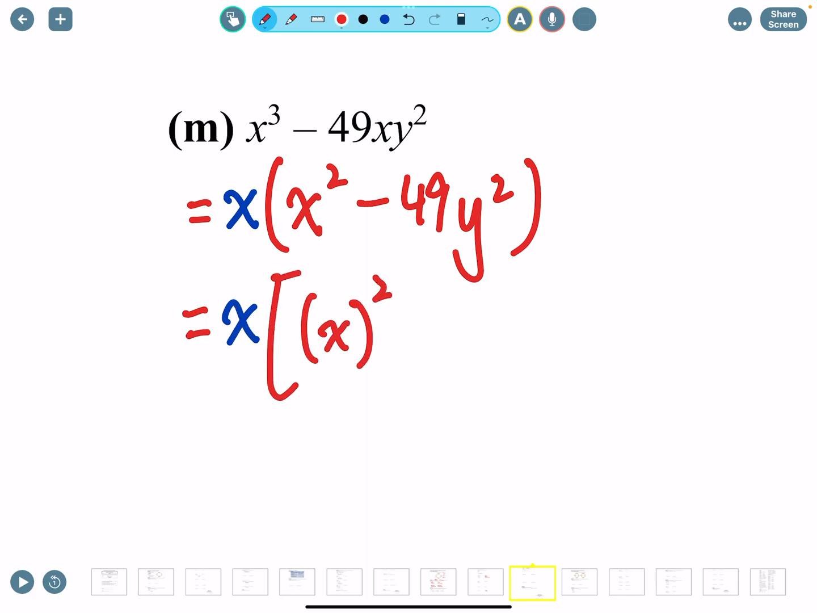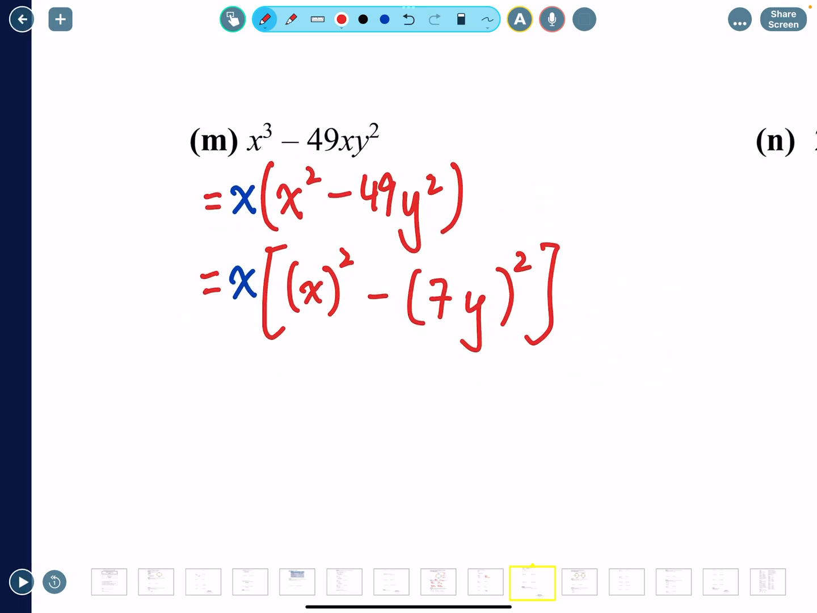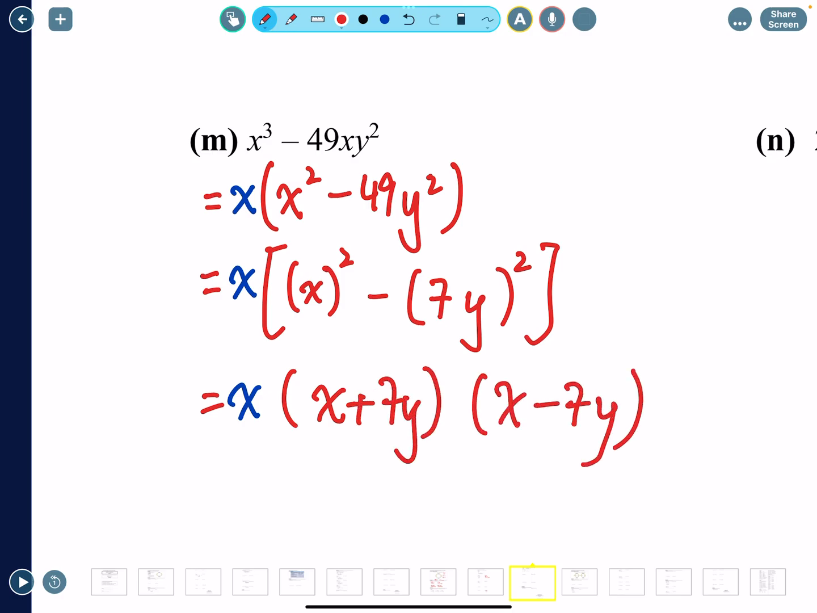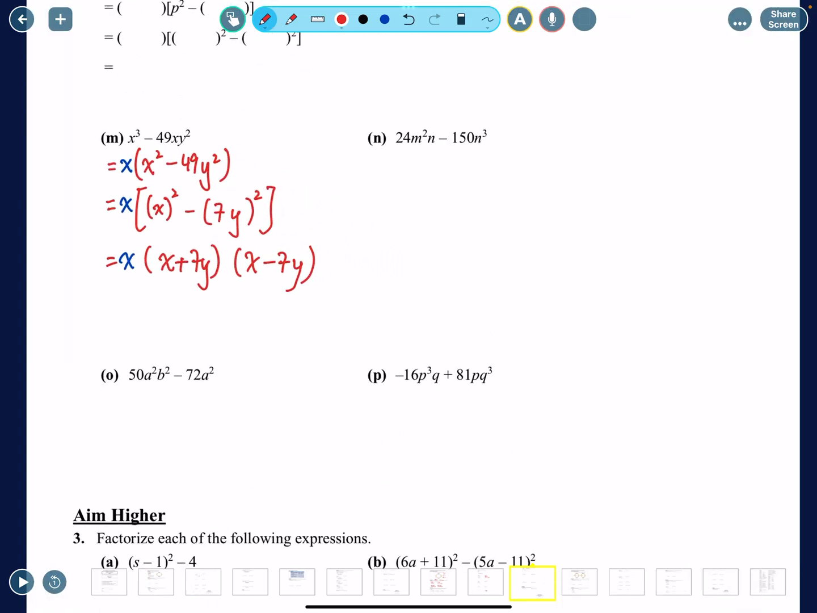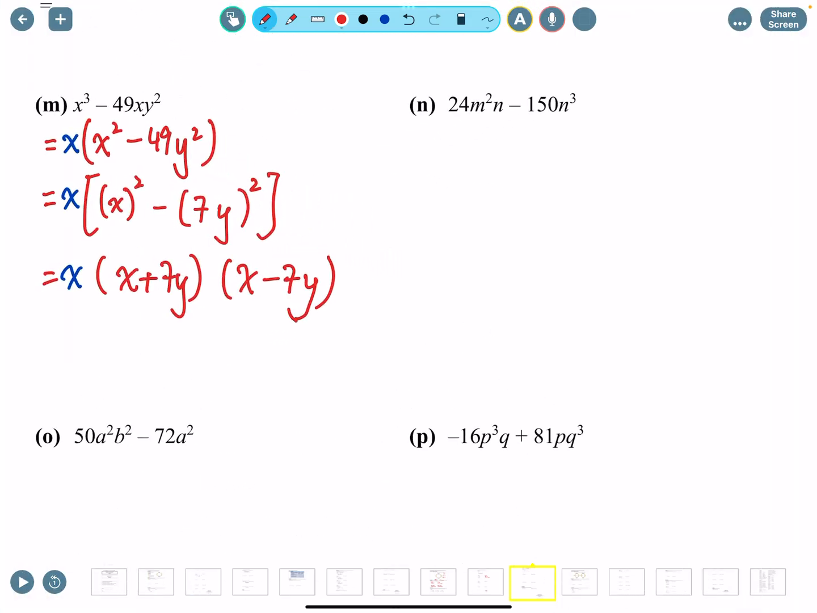x squared will be x squared like this, minus 49 will be 7 squared, y squared is just y squared. So that we can change it to x(x plus 7y)(x minus 7y). And that's how you get the bracket form of your identity.